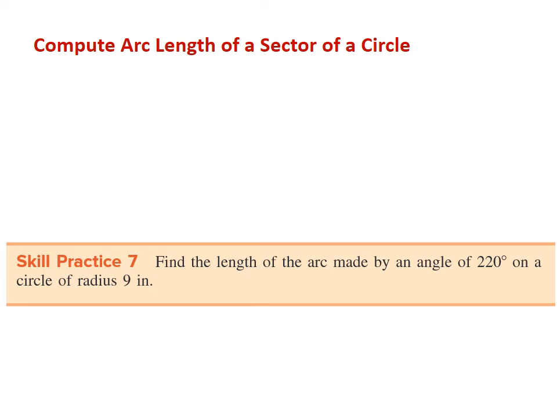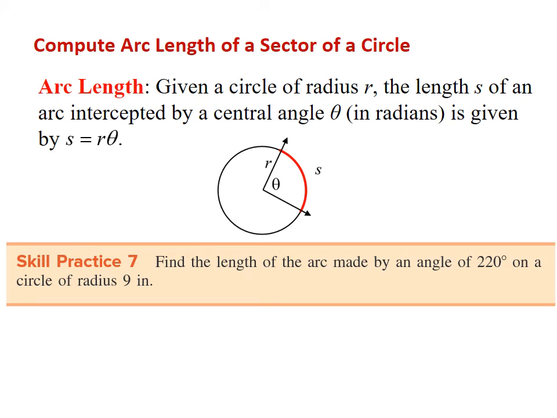Now we're going to get into some application problems involving arc length, and we will also talk about area and linear and angular speed. Arc length is basically the length of part of a circle. So this here is the arc, an arc, S, and we will want to find the length of that. When we are finding arc length, we use this formula, S equals R, where R is the radius, times theta.